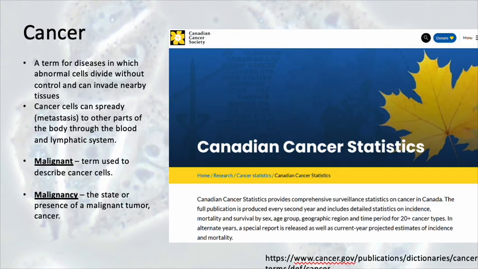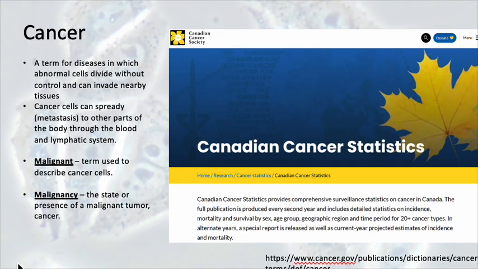Now, cancer itself is a term for diseases in which abnormal cells divide without control and can invade nearby tissues. So the big key here to note is without control. So we're going to be talking about how cancer cells have essentially a unique blueprint from which they behave differently from regular cells, and we'll talk about what that looks like in the body. Cancer cells can rapidly spread, which the term for this is metastasis.